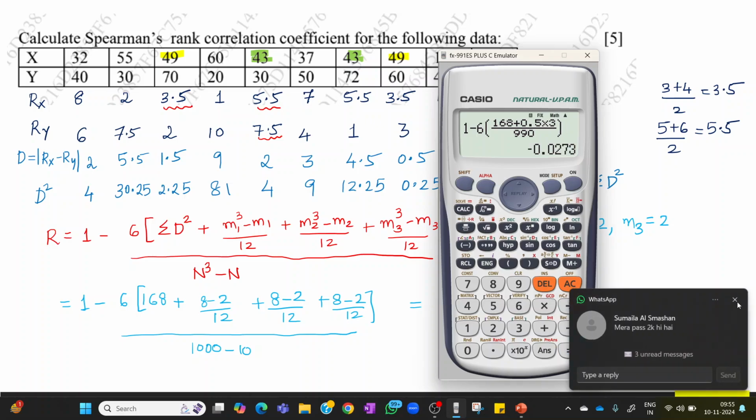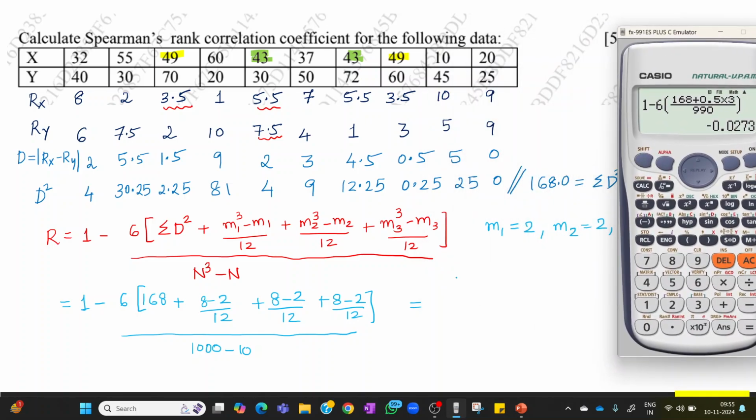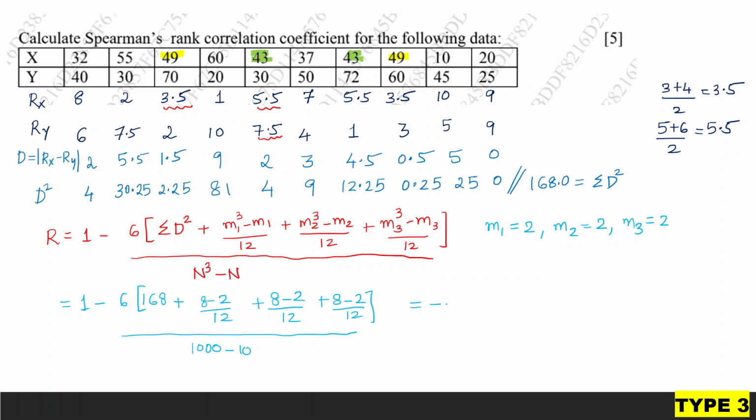And the answer is negative 0.0273. Observe this value is between negative 1 to plus 1. And this is your value of capital R, the rank coefficient in this particular case. I hope the sum is clear.